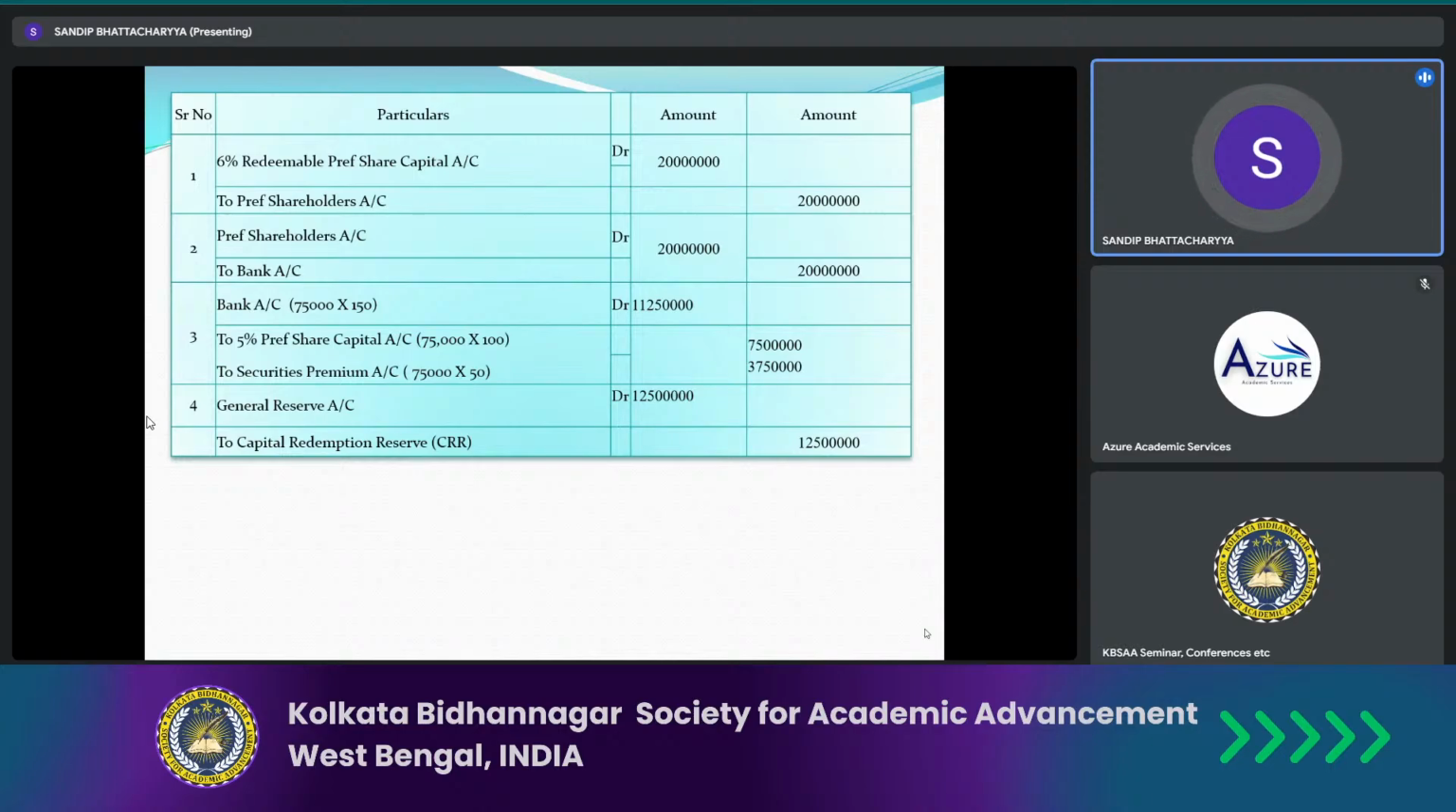Now this company doesn't have a sufficient amount of liquidity. The total bank amount is not mentioned in the question, but this amount is not sufficient to meet the obligation at the time of redemption of the preference shares. So a new category of pref share, or a new category of securities, will be issued. So the first entry is the due entry, second is the payment entry, and third is the new issue entry. Fourth is the creation of capital redemption reserve.